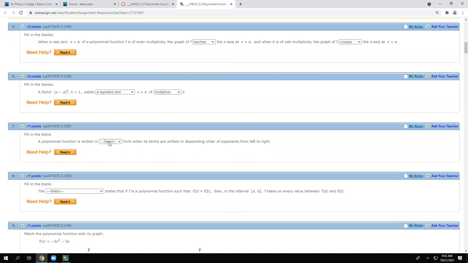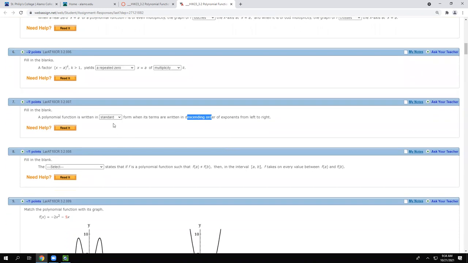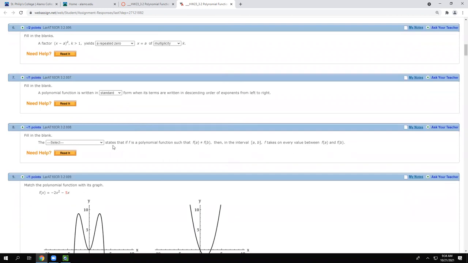And then a polynomial is written in standard form when it's in descending order. So now we have a name for descending order. It's called standard form. And what else? Blank states that if a polynomial function has unequal y values, then f takes on every, which of, we didn't even talk about that, right? So it's gotta be the intermediate value theorem.